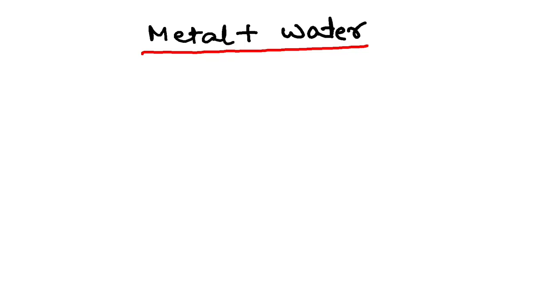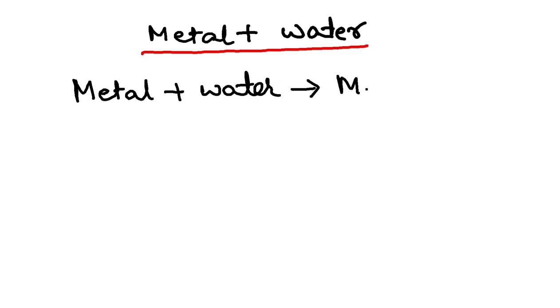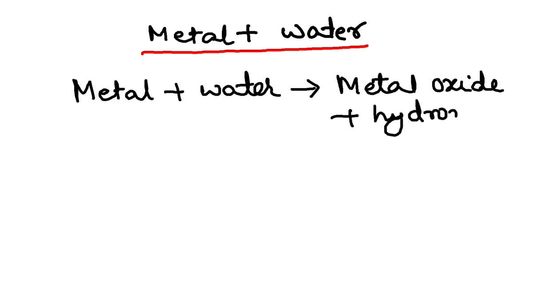Generally, if you take a metal and allow it to react with water, it produces metal oxide along with hydrogen gas. So this is a standard form: metal plus water gives you metal oxide and hydrogen gas. Now this is a general equation only, and for different metals the reaction will vary.